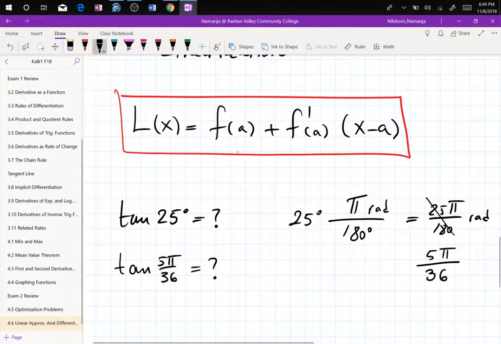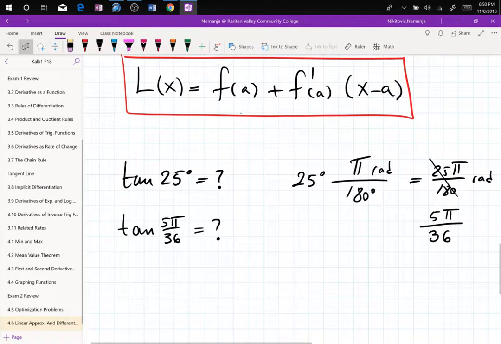But you can actually do better. Isn't it that pi is 3.14? Can't we just call that 3 and cancel with 36 and get 5 over 12? Right? You can. So you can do some approximation there as well, bring the numbers to a better place. But let's leave it as 5 pi over 36 for now.